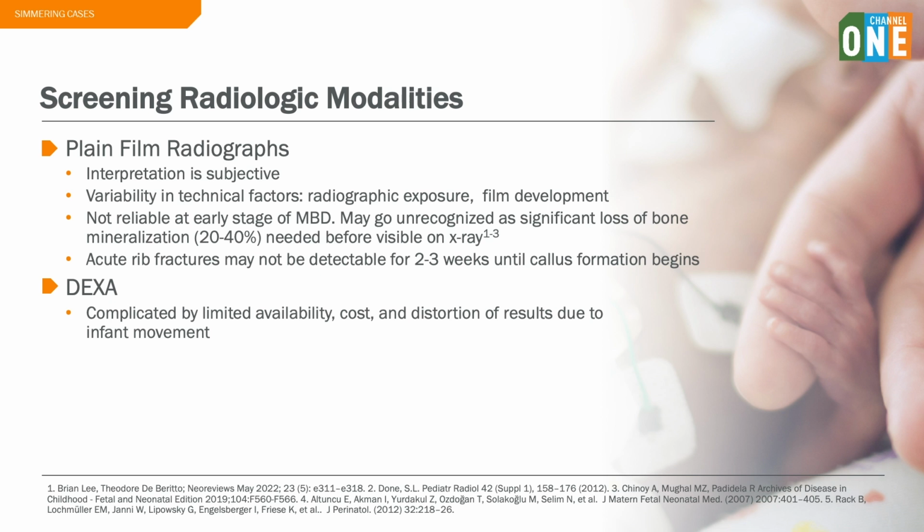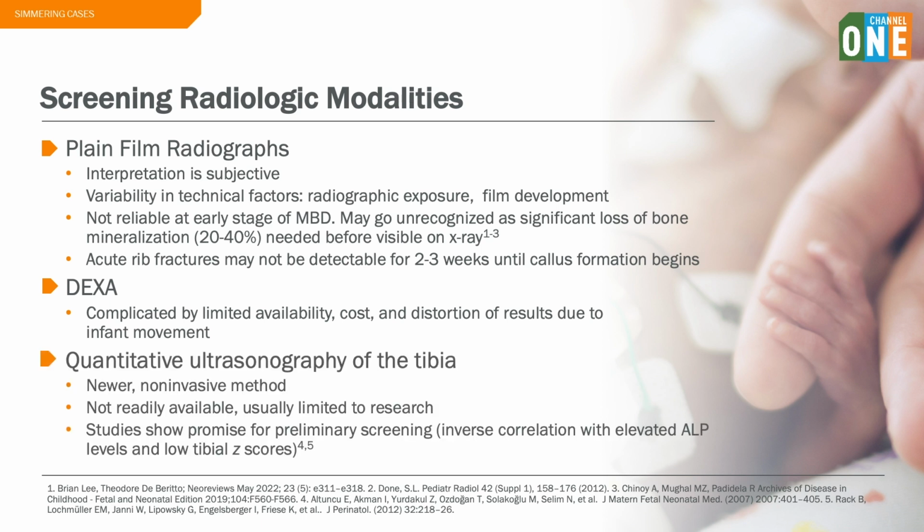DEXA is another radiological tool that has been explored for the detection of metabolic bone disease. However, it is not often utilized in clinical practice for infants due to limits of age in the data set, distortion of results due to movement of the infant, and practical limitations such as cost and availability. Quantitative ultrasound shows promise as a screening tool. Studies by Altunco et al. and Rack et al. have demonstrated an inverse correlation with elevated alkaline phosphatase and low tibial Z-scores. However, quantitative ultrasound is not currently readily available and often limited to a research tool.